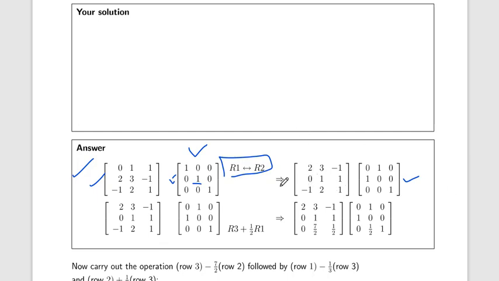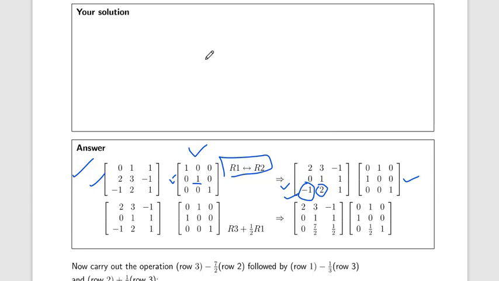Okay, now what is the first step? We will transfer this into an upper triangle matrix. So for the upper triangle matrix, we want to change these two values into 0. Okay, so first of all, here you can see that this is the 2. So how do we transfer this -1 into 0?